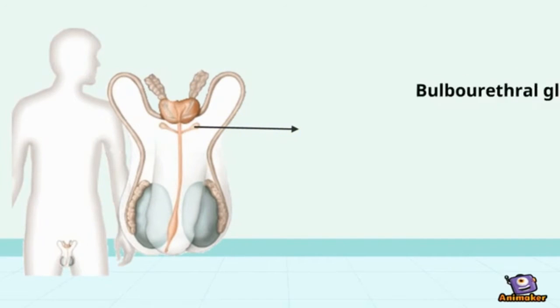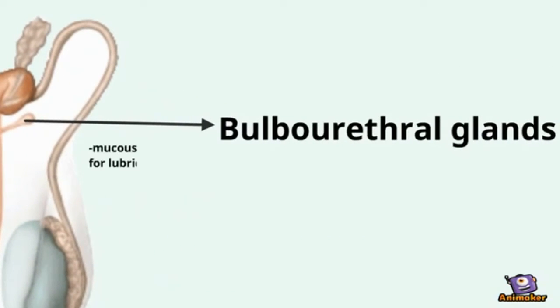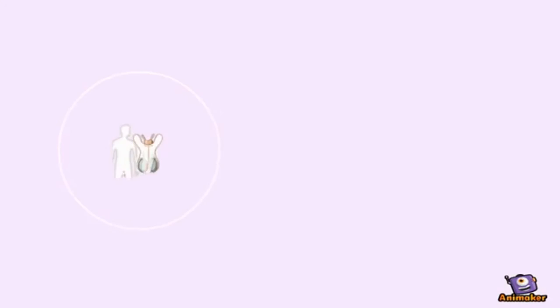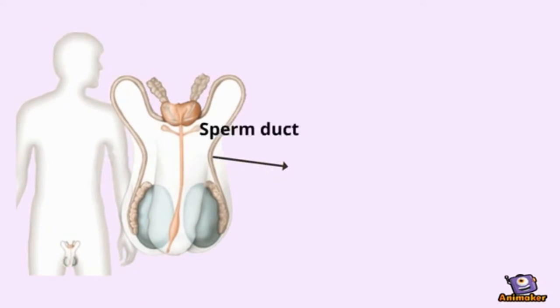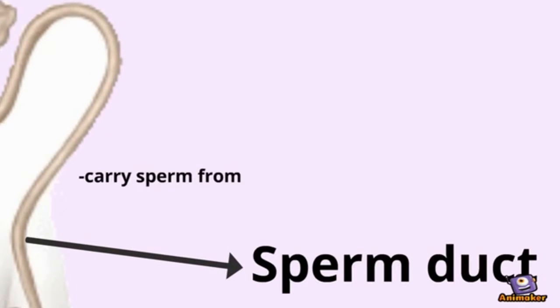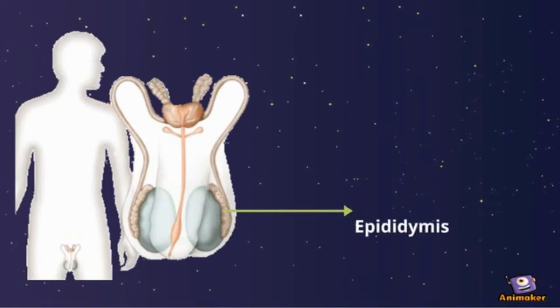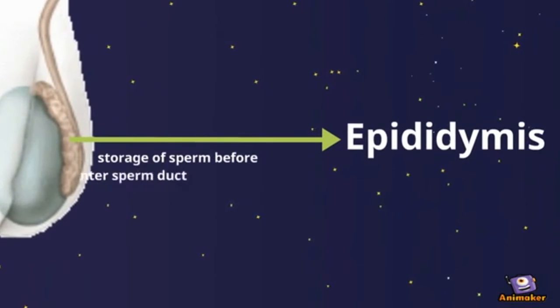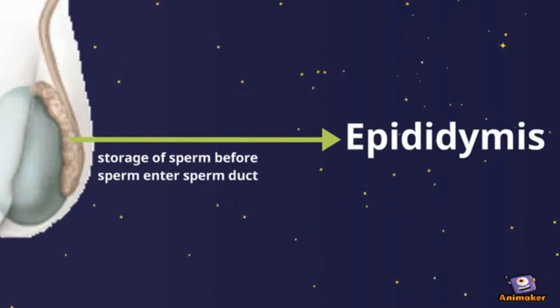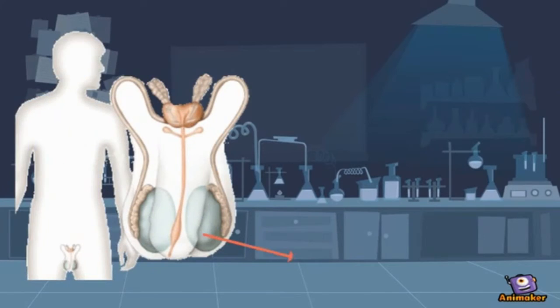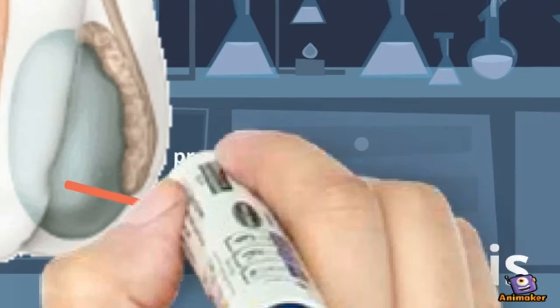Third, the bulbourethral glands function as mucus secretions for lubrication. Fourth is the sperm duct. Sperm are carried along from the epididymis to the ejaculatory duct. The epididymis acts as sperm storage before sperm enter the sperm duct. Besides, sperm and testosterone are produced within the testis.